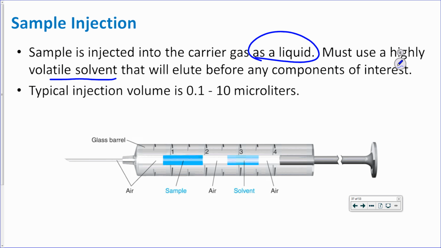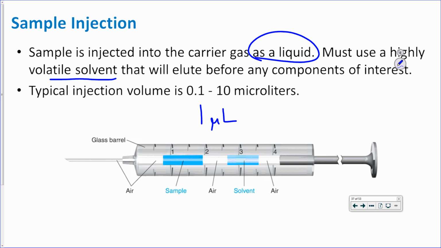So you're limited on the solvents you can use. Things like ether, that's ideal. Hexane, methylene chloride. Acetone's about as high a boiling point as you want to use. Maybe methanol, but you wouldn't want to use anything higher than that. We typically inject 1 microliter. That's a pretty standard size.